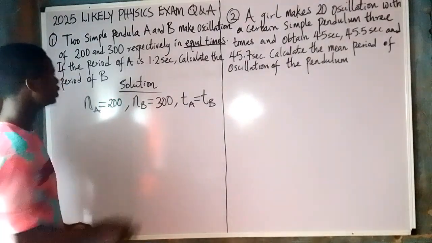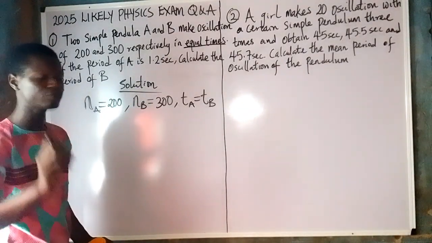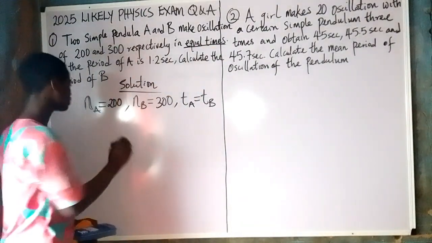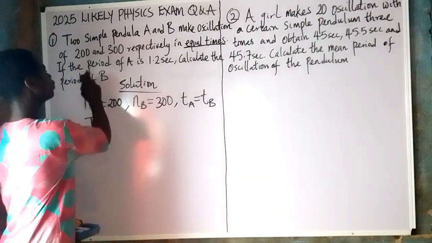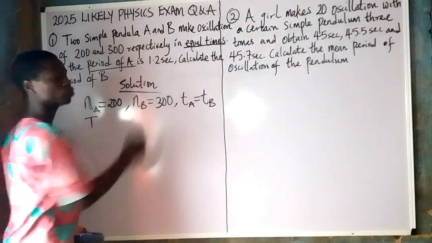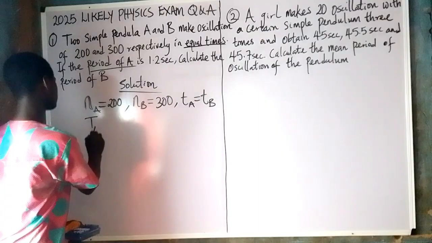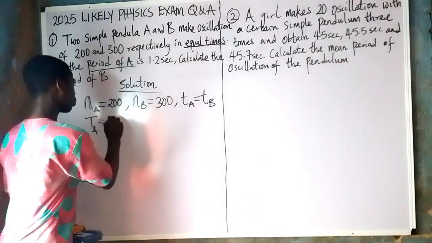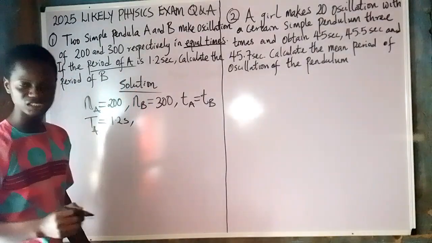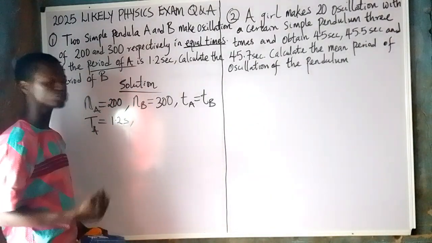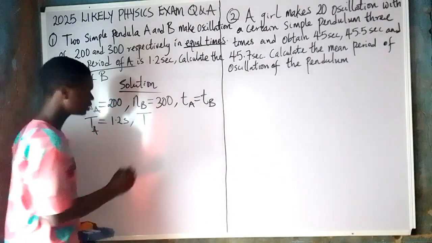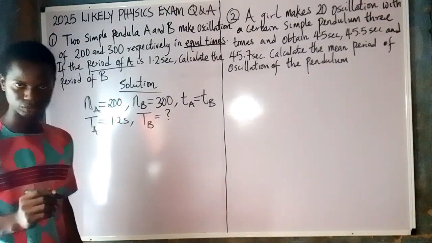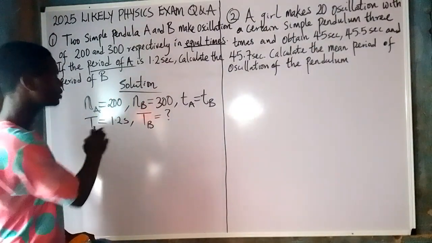Then what else? They said if the period. Now the symbol for period is different from that we use to represent time. For period, it is capital T. The period of A will be represented as capital T subscript A, and it is equal to 1.2 seconds. Now what is the question? Calculate the period of B. Capital T subscript B is unknown. So this is all that was given in the question. Go through it and see that this is all that was given.